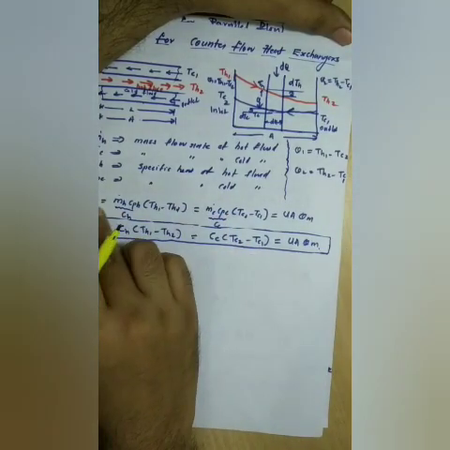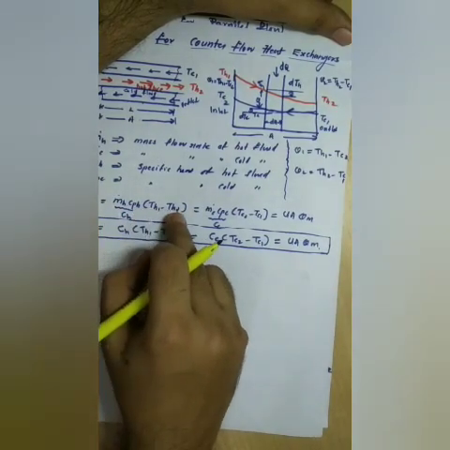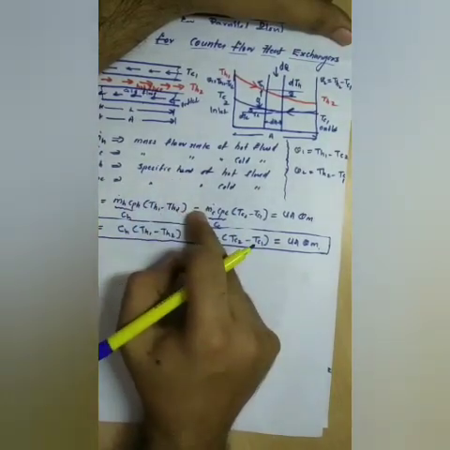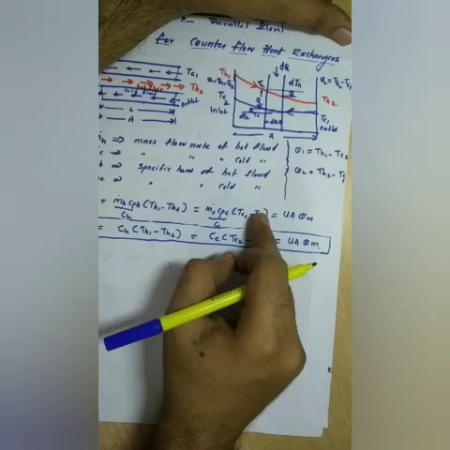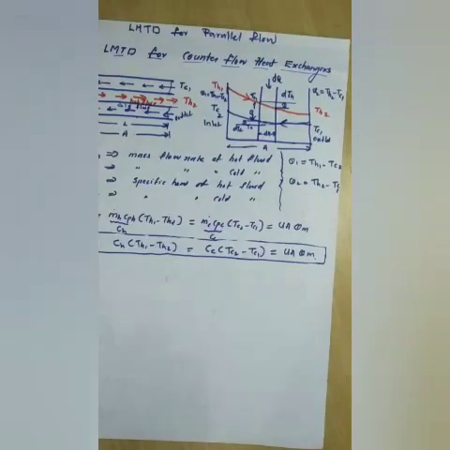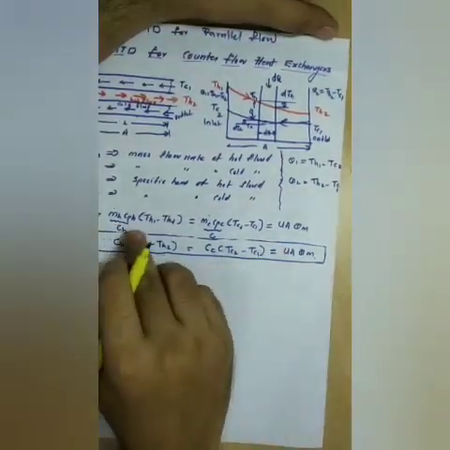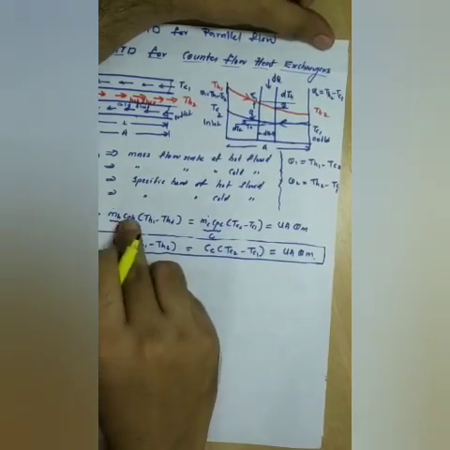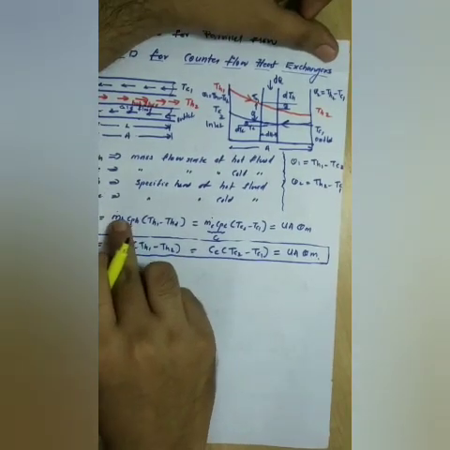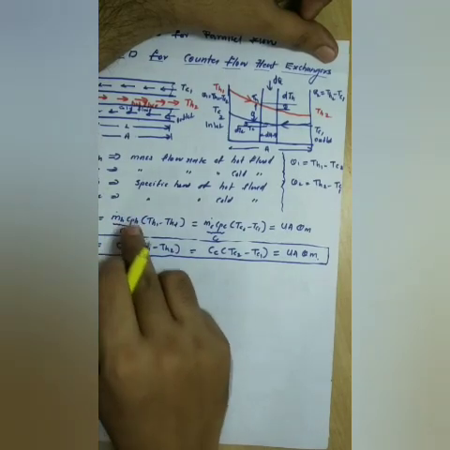So Q, the total heat, is equal to mH Cph (TH1 minus TH2). This is the heat liberated from the hot fluid, and it is equal to the heat absorbed by the cold fluid, mC Cpc (Tc2 minus Tc1). Both are the same since the system is isolated. So we can write mH into Cph as Ch. mH is the mass flow rate, Cp is the specific heat.